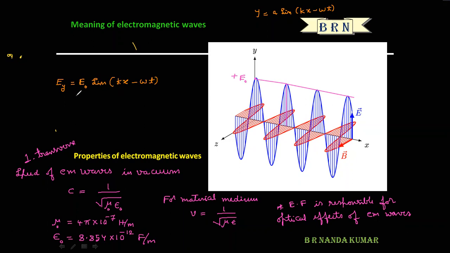So what is the meaning of k? K is the propagation constant, that is the wave number. The number of waves per unit length is called k. The mathematical expression for k is 2 pi divided by lambda. So this is the propagation constant or the wave number. And omega is equal to ck.